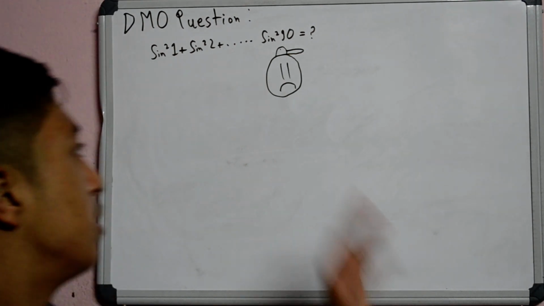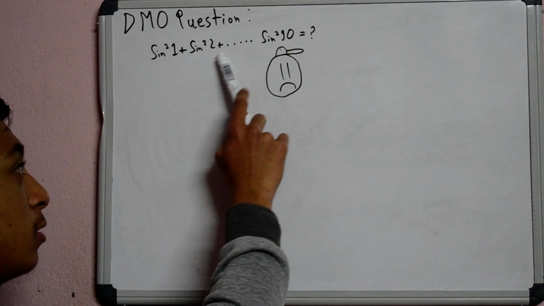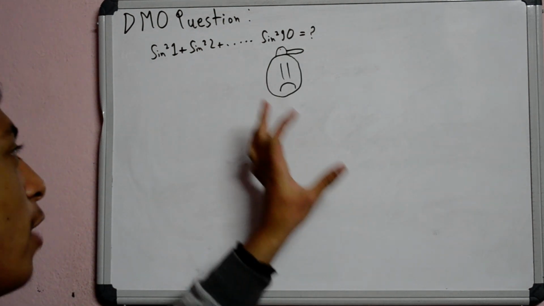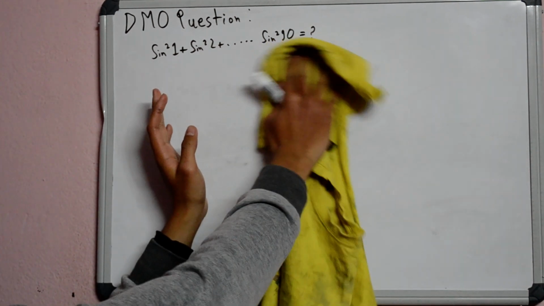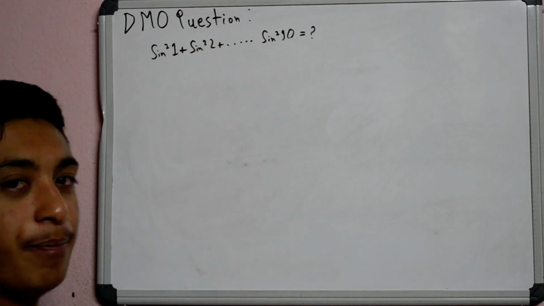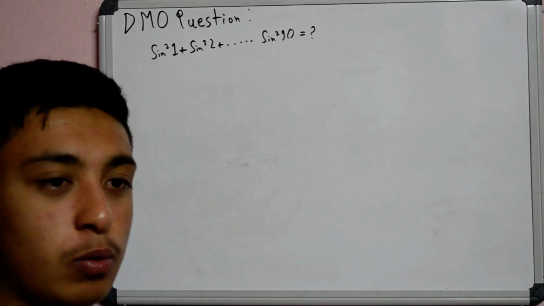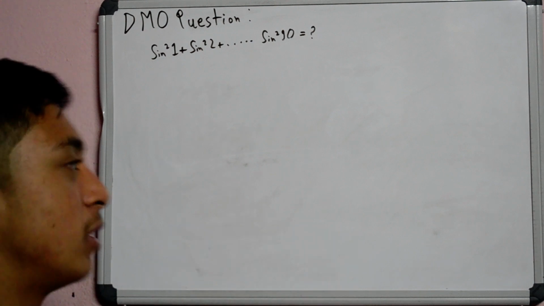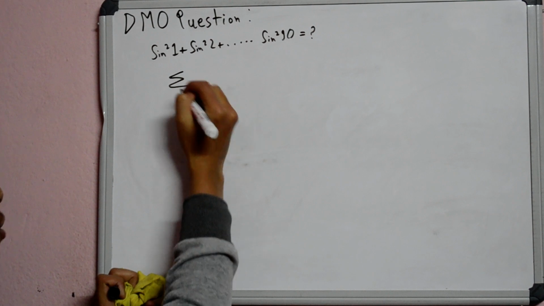Hello guys, so I'll be talking about the DMO question, which is sin square 1 plus sin square 2 plus the root of sin square 90, which I unfortunately got wrong because even though this question is actually very easy, I realized that after the exam, during the time, I just had the wrong thought process. So let me show you what that was, and then later I'll be showing the real answer and how to do it. So first, I put this into summation.